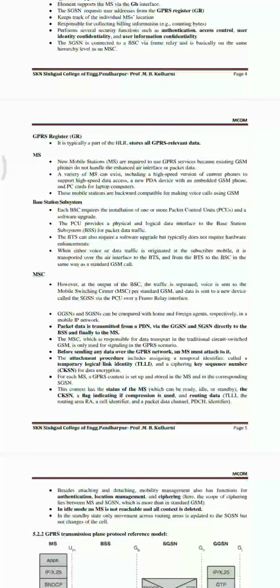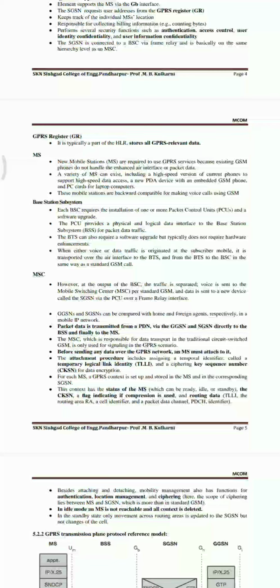The GGSN and SGSN can be compared with the home and foreign agents respectively in the mobile IP network. So we can say that the GGSN is in the home network, whereas the SGSN is in the foreign network for the data transmission.